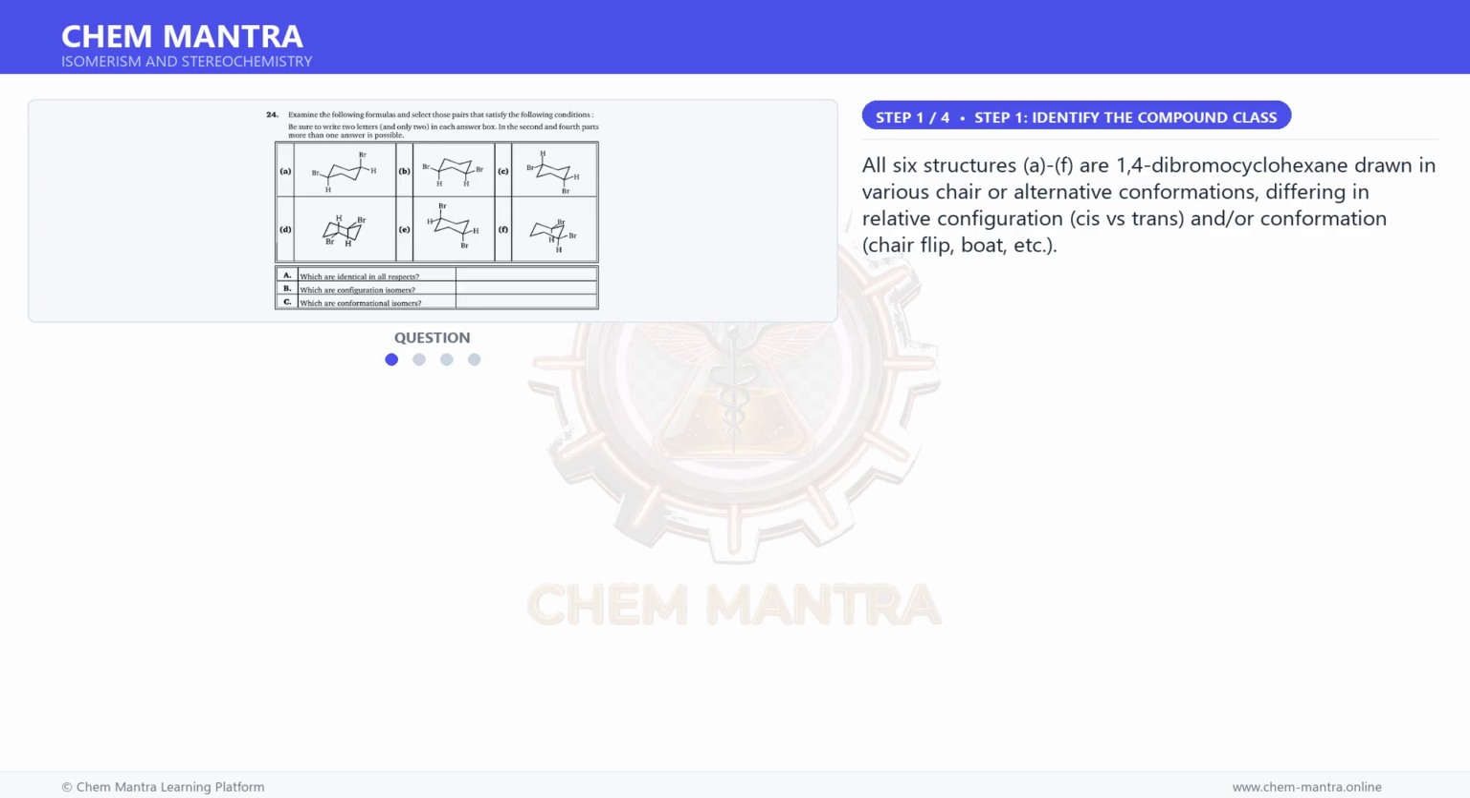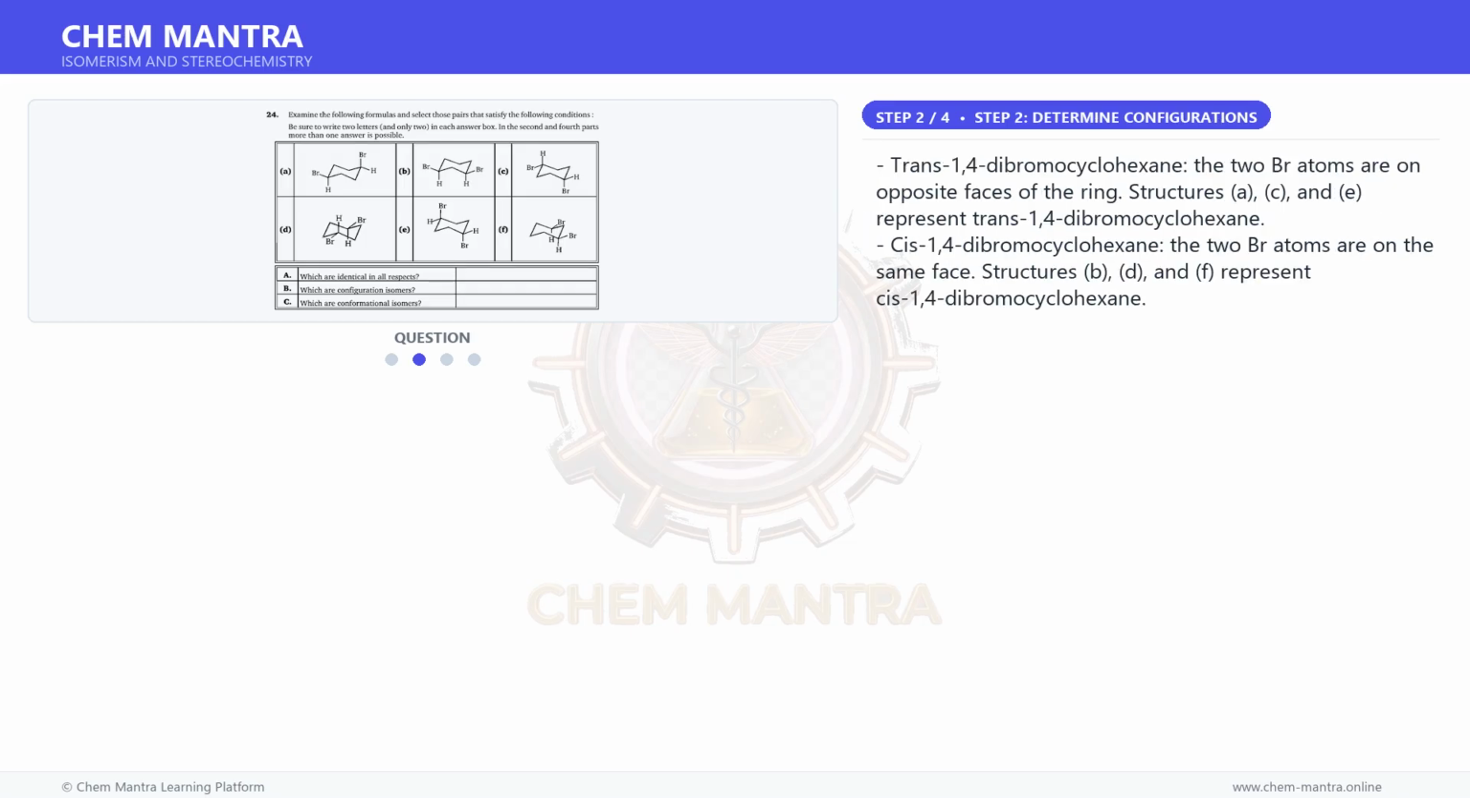All 6 structures A-F are 1,4-dibromocyclohexane drawn in various chair or alternative conformations, differing in relative configuration, cis versus trans, and/or conformation: chair flip, boat, etc. Moving on to the next step.